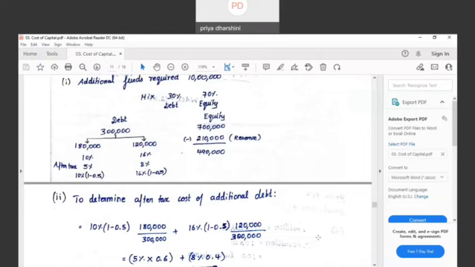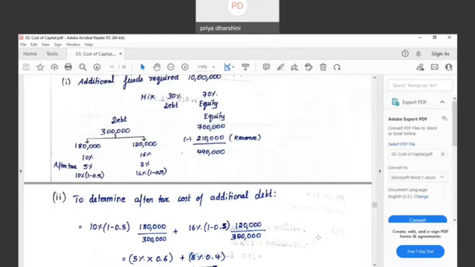Earnings per share is 4 rupees. Dividend payout is 50%. Expected growth rate is 10%. Current market price is 44 rupees. Tax rate is 50%. You are required to determine the pattern for raising the additional finance. Determine the post-tax average cost of additional debt. Determine the cost of retained earnings and cost of equity. Compute the overall weighted average after-tax cost of additional finance.